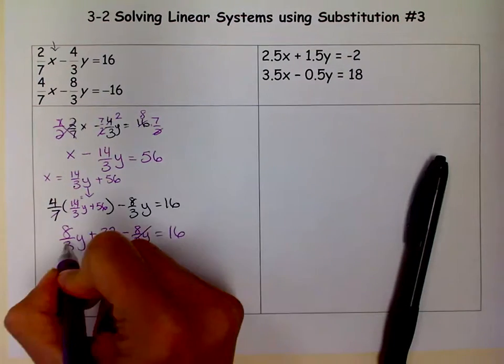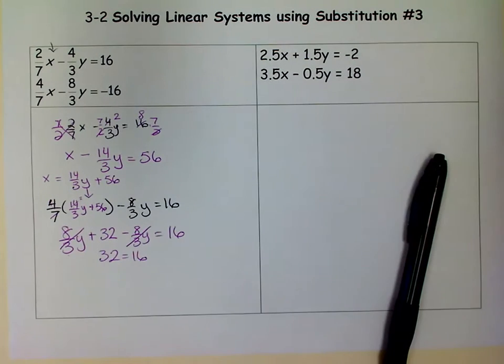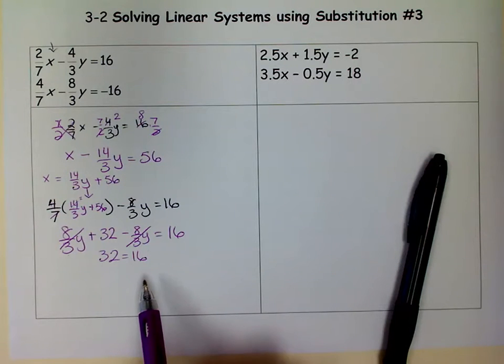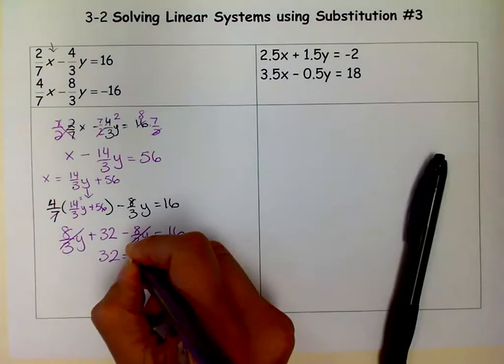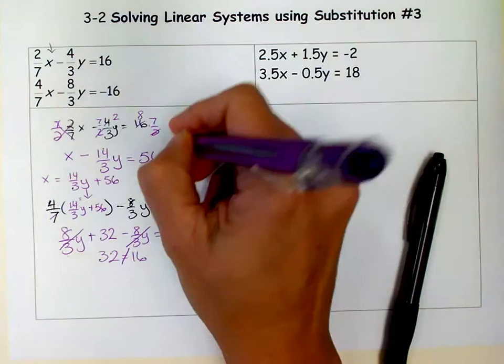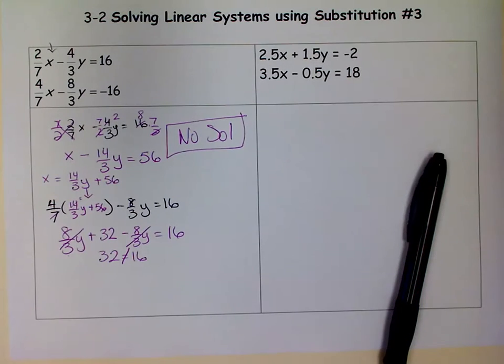They go bye-bye because they can make a 0. And what I'm left with is 32 equals 16. Well, remember, whenever I get all my variables to cancel out, or the numbers, on both sides of the equation, whether it's just variables left or just numbers left, if it's true, then it's an infinite amount of solutions. And if it's false, this is false, 32 does not equal 16, then I know I have two parallel lines and that there's no solution. So this one is a no solution because my lines are parallel.